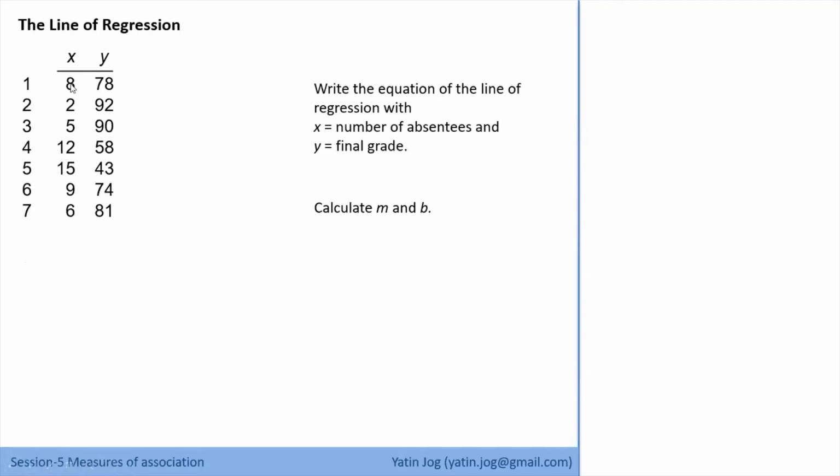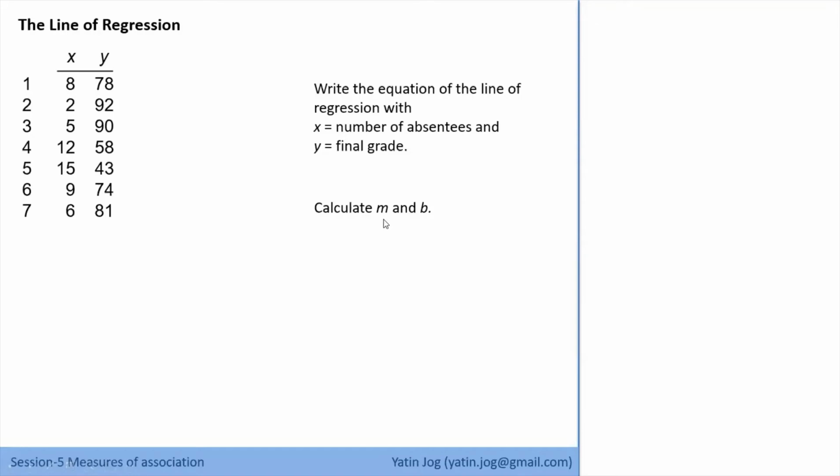Student number 1 was not present for 8 sessions, and the student's final grade is 78. Student number 2 was not present for 2 sessions, and the final grade is 92, and so on. So this is the data I have about number of absentees and the final grade. I have to represent this data using the equation of a regression line.